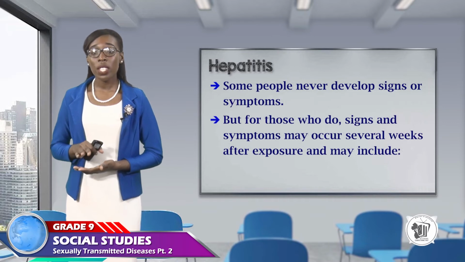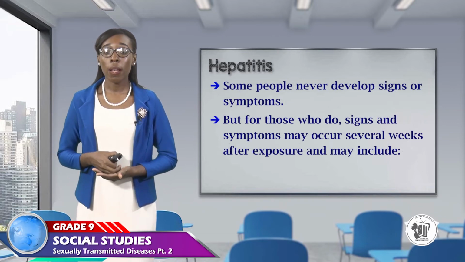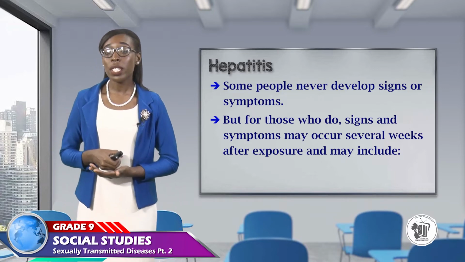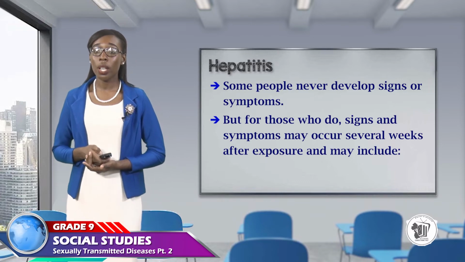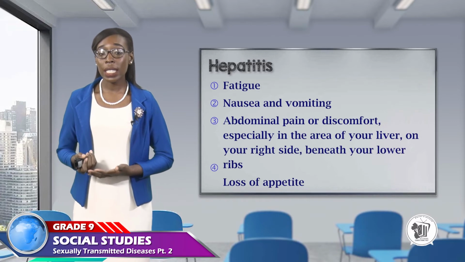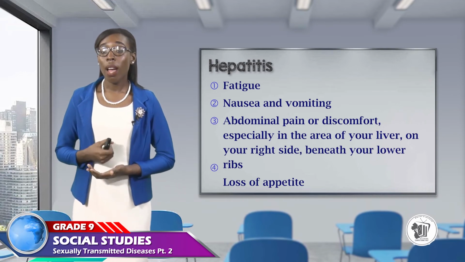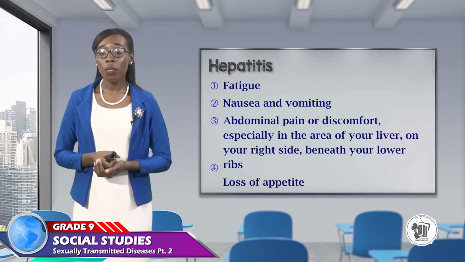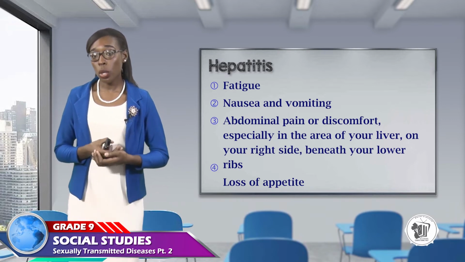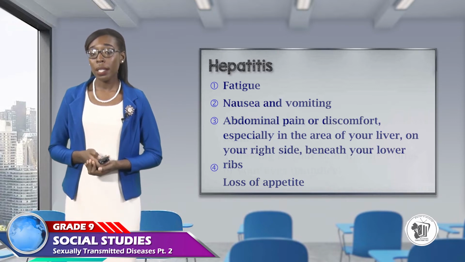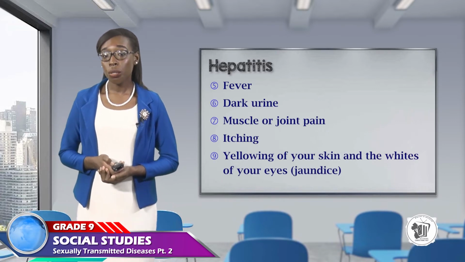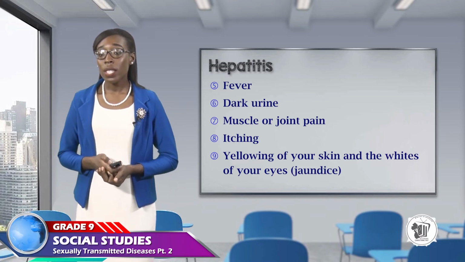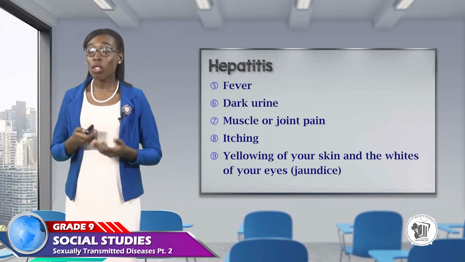Some people never develop signs or symptoms, but for those who do, signs and symptoms may occur several weeks after exposure, and they may include fatigue, nausea and vomiting, abdominal pain or discomfort, especially in the area of the liver on the right side beneath the lower ribs, loss of appetite, fever, dark urine, muscle or joint pain, itching, yellowing of the skin and the whites of the eye, or jaundice.